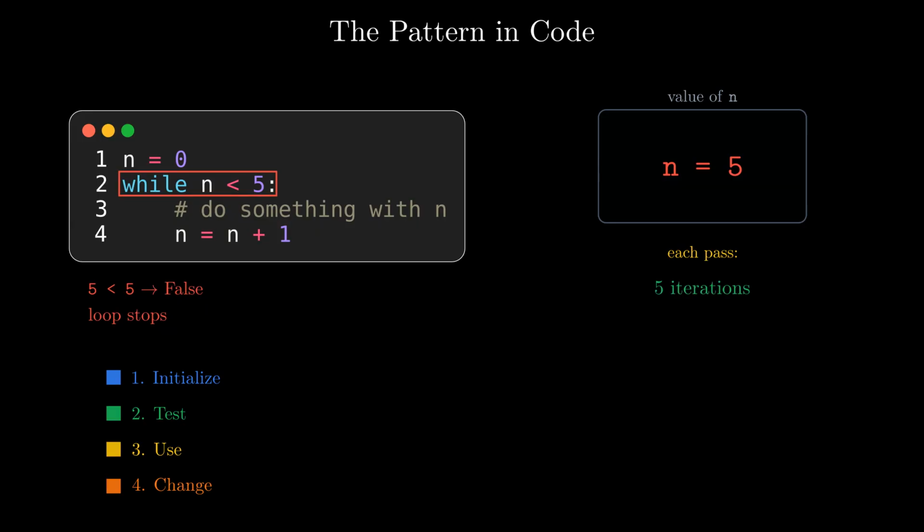5 iterations total. Notice the structure matches our 4 steps. n is initialized outside the loop, tested in the condition, used in the body, and changed at the end of each iteration. Let's apply this pattern to compute factorial.